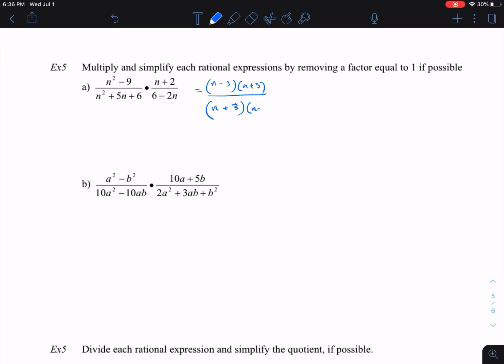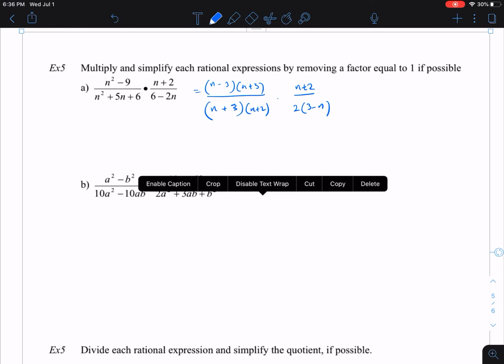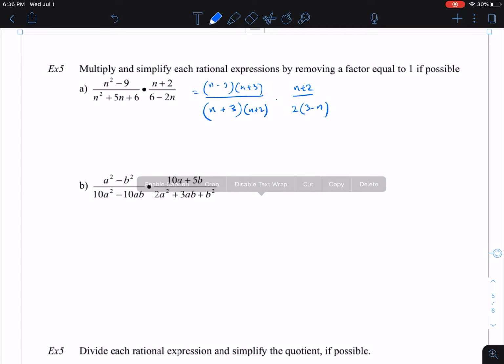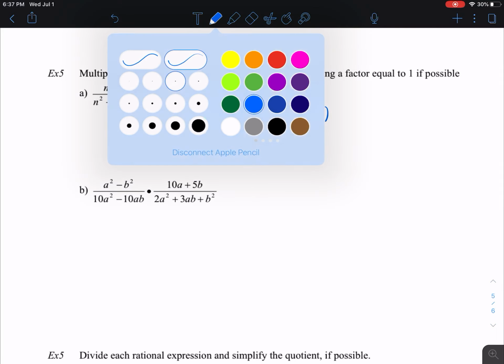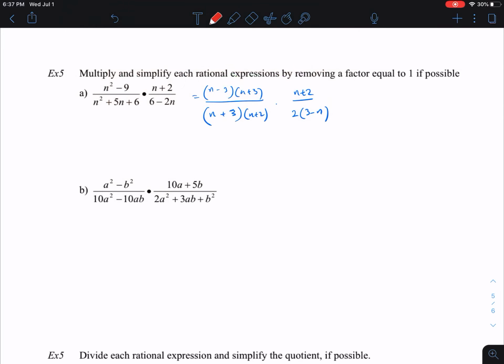3 and then x plus 2 times n plus 2. We can take out a 2, so that's 3 minus n, right? So we can say, all right, I can cancel out n plus 3, and then n plus 2, and then this one is an opposite factor, so there's a negative 1 there. So we end up just with negative 1 over 2 as the answer.